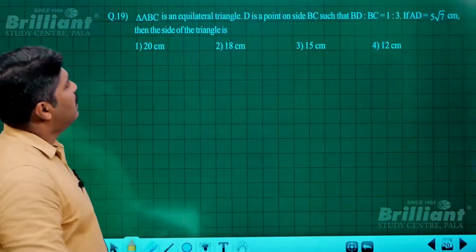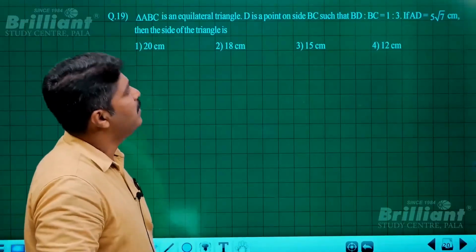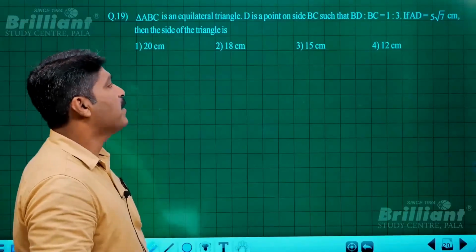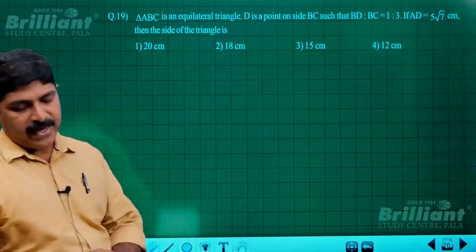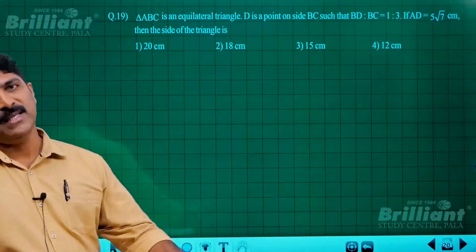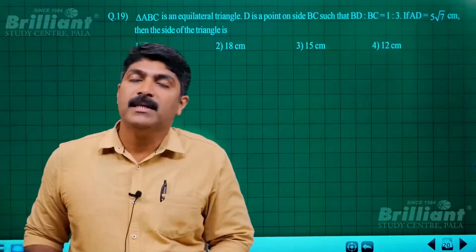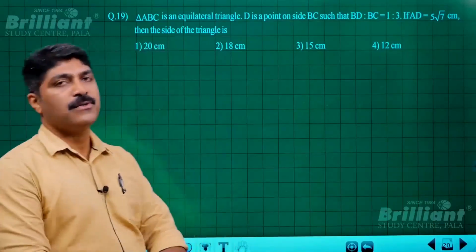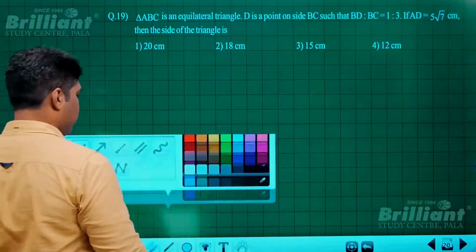Triangle ABC is an equilateral triangle. D is a point on the side BC such that BD is to BC equal to 1:3, AD equal to 5√7. Then the side of the triangle is? So that's a tricky question, and that's a very important result which you proved at school level. So I just give you the direct applications of that concept here.